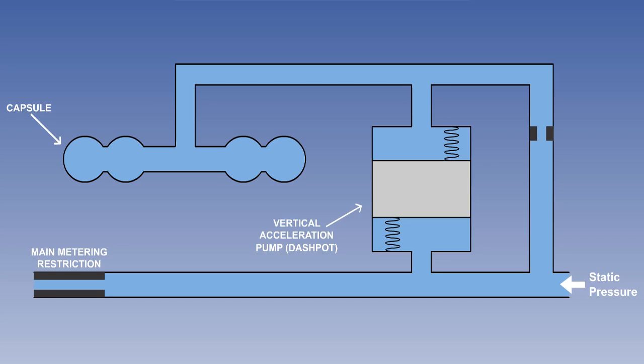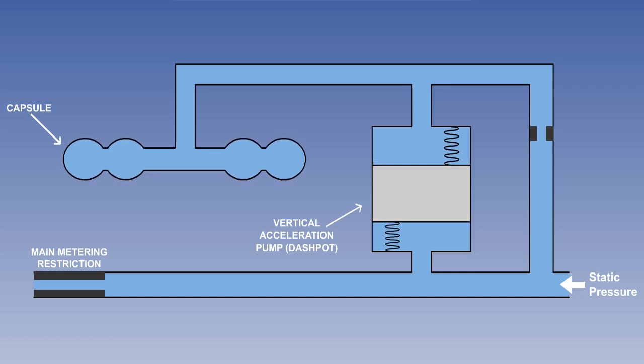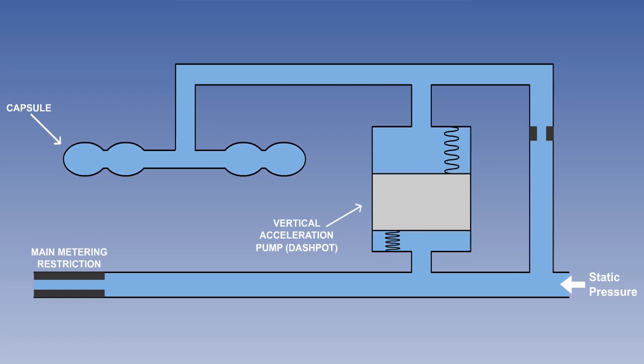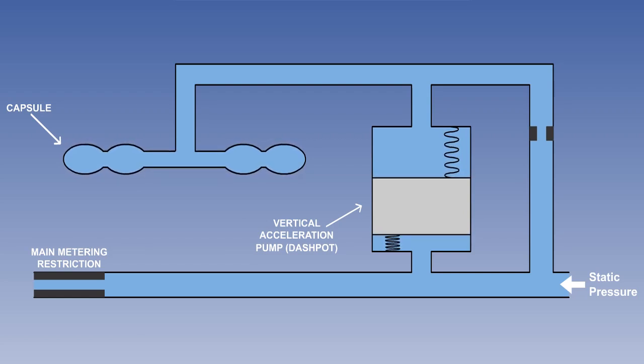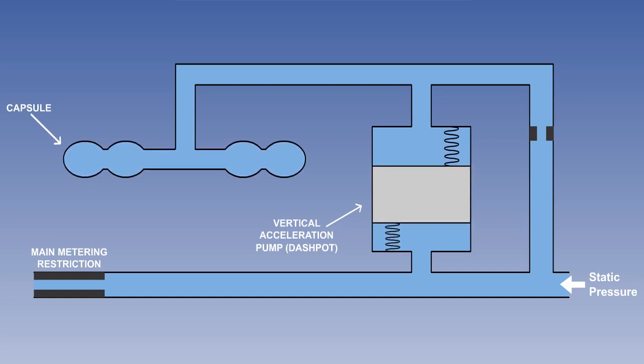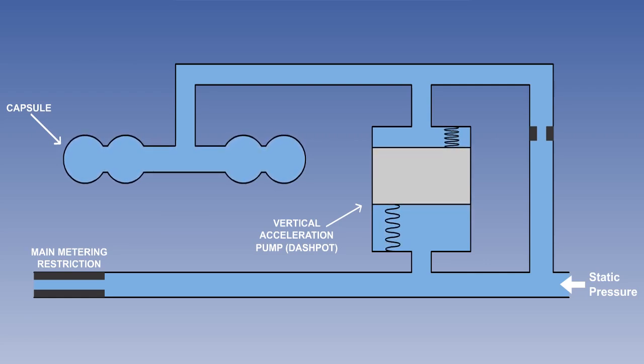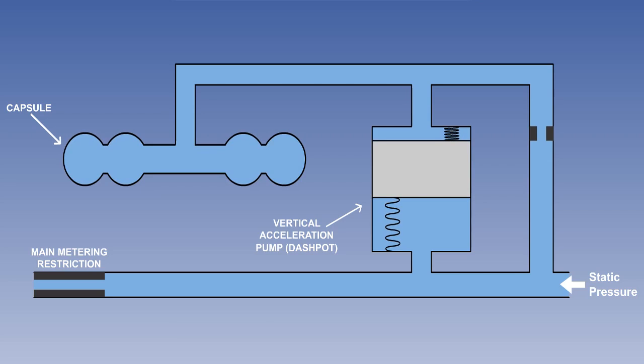We can see here how the dashpot works in the climb. The piston in the dashpot immediately falls and decreases the pressure in the capsule. The capsule contracts, and the pointer on the IVSI dial will give an instant indication of a climb. In the descent, the piston in the dashpot immediately rises and increases the pressure in the capsule. The capsule expands, and the pointer will give an instant indication of descent.